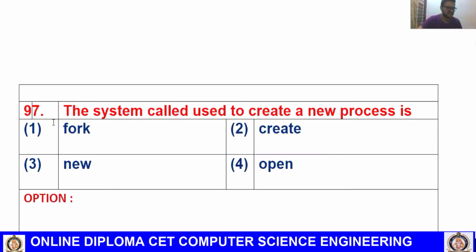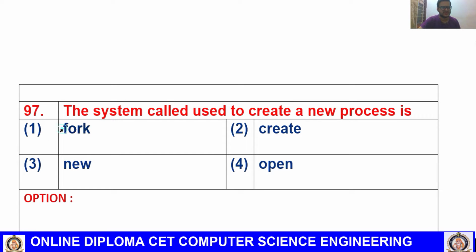The Diploma CET 2018 question paper, for the branch Computer Science and Engineering, and the subject is operating system. For that, question number 97: the system call used to create a new process is. For question number 97, we have four options.